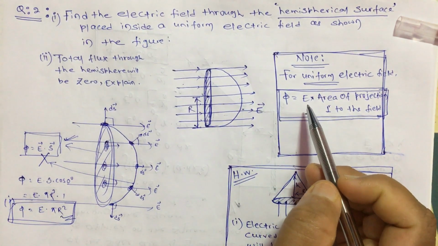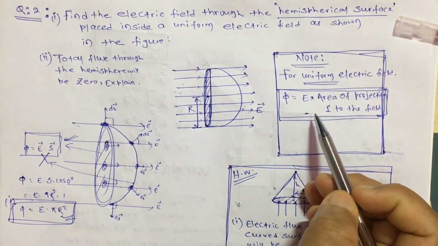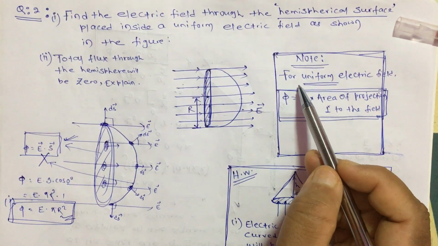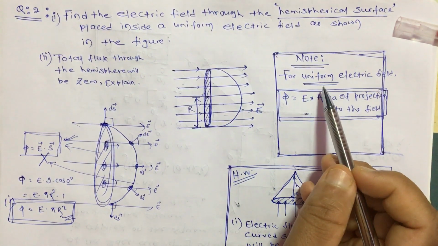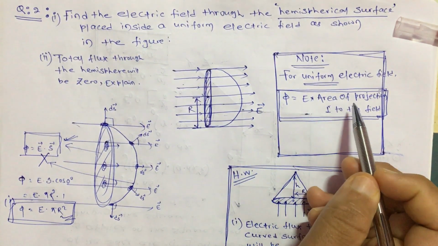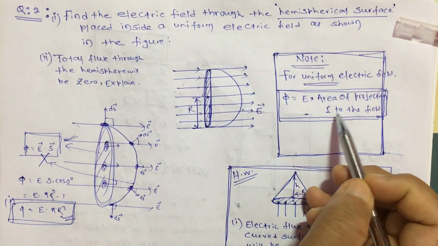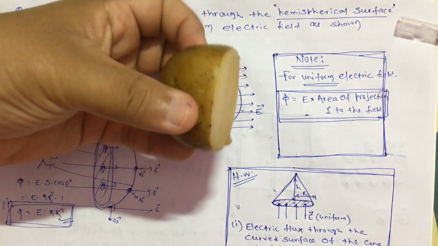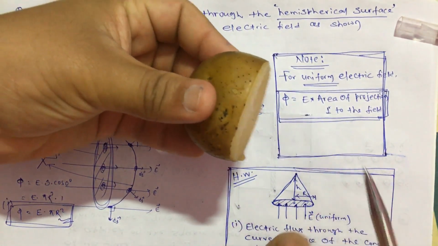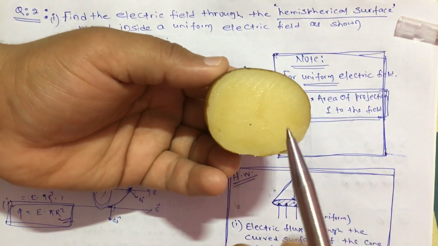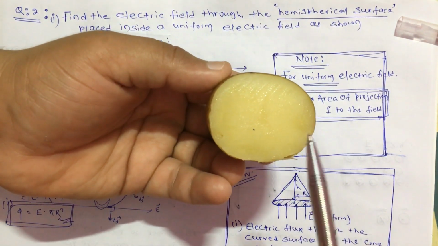Now, what is the shortcut that we got, and using this we are going to solve many more questions in this video itself. The formula you can remember as, for a uniform electric field, remember the field has to be uniform to use this shortcut, flux can be written as E into the area of projection perpendicular to the field. Now, let me explain what is written here. Let this be a hemisphere, and the electric field is coming like this, in the inward direction.